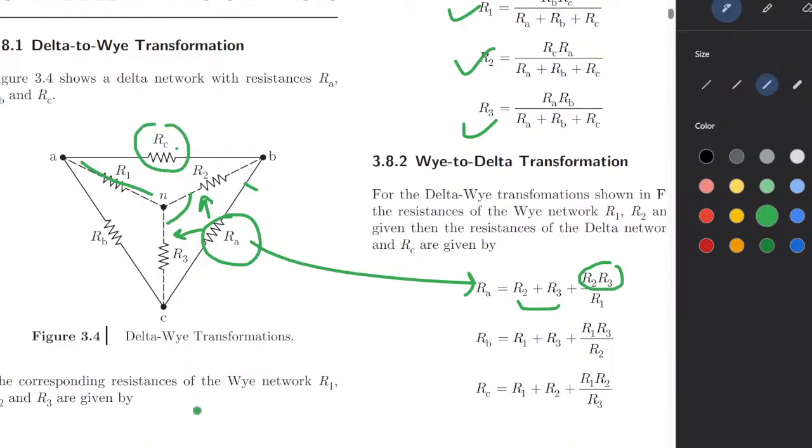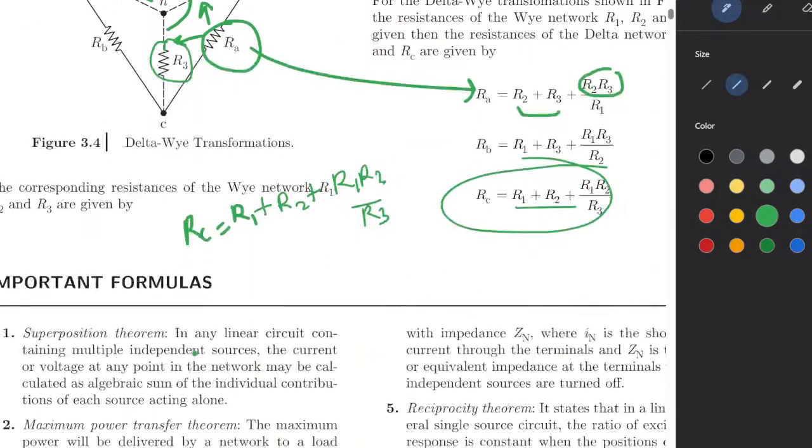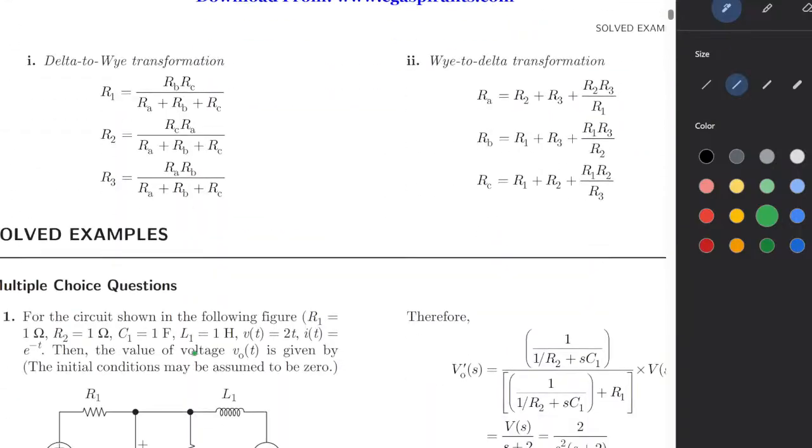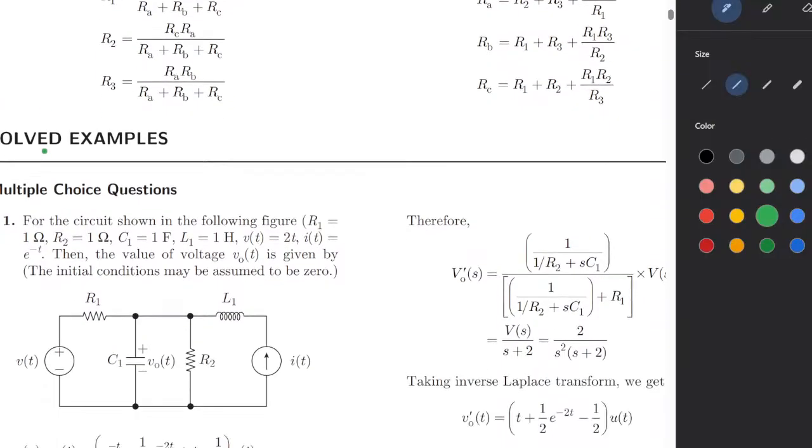So what we do for RC, we have the equation like R1 into R2, divided by the value here R3, R1 plus R2 plus R3. To understand the basic formulas, the Delta Y transformation.